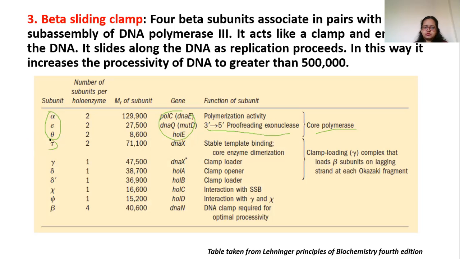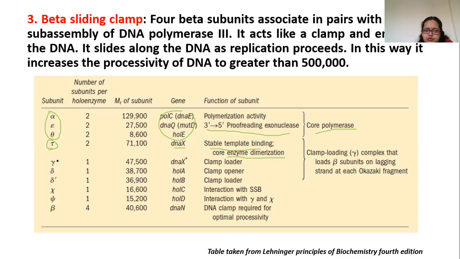Then the tau subunit, which belongs to the clamp loading complex, has two subunits and is synthesized by the DNA X gene. Now, what do they do? Stable template binding and core enzyme dimerization. It is required for stable template binding, so that the strand would not shift here and there. For stability, this unit is required.